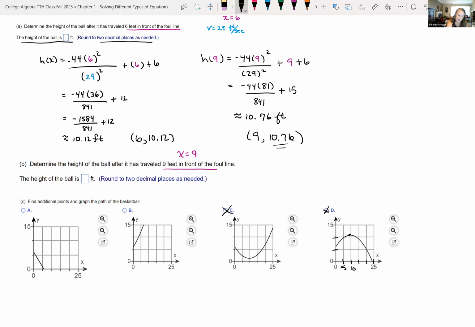C would not work because for my 6, this does not give me a value of 10. 5, it's possible. This A would not work. It ends up that B doesn't work. And so the answer is D.